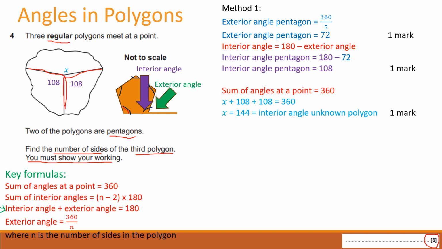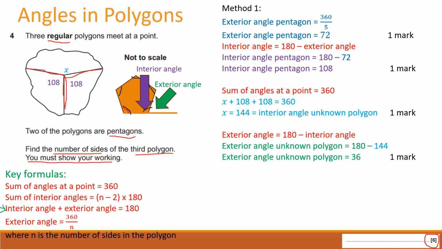Now once I've got the interior angle of the unknown polygon, I've got to work out the exterior angle of the unknown polygon. So that's going to be 180 take away the interior angle. Again, that third formula on the left hand side rearranged to find the exterior angle. So my exterior angle is 180 take away 144, which is 36 degrees, worth 1 mark. So that's my 4th mark on this question.